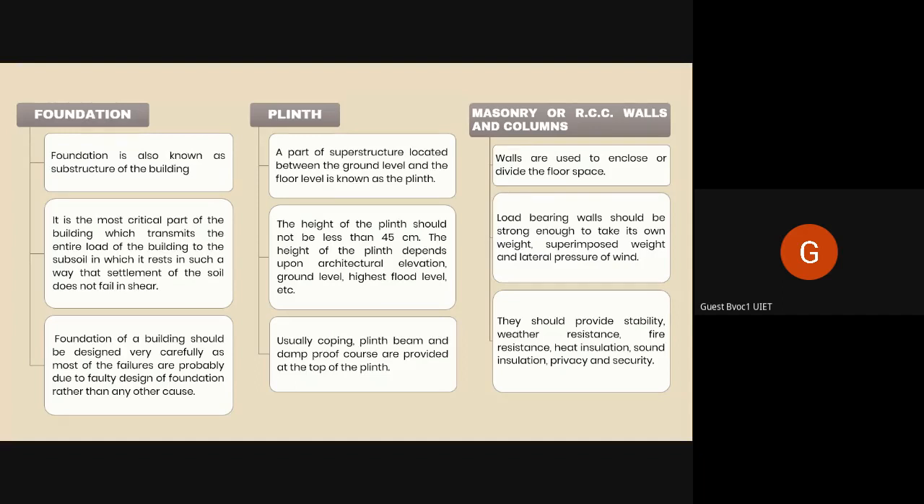Foundation of a building should be designed very carefully, as most of the building failures are probably due to faulty design of foundation rather than any other cause. There is a very famous example of a library, and the architect who designed that library designed a beautiful building, but over the course of the next few years, it kept on settling. It kept on going inside the ground, inch by inch, every year, and that whole building is sinking.